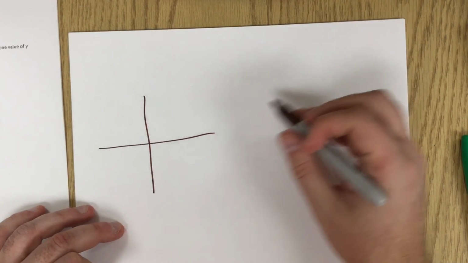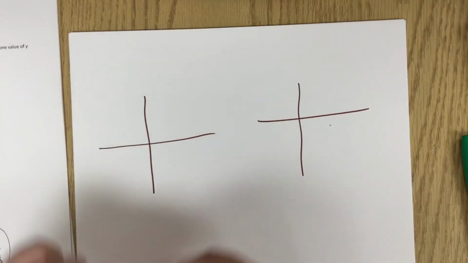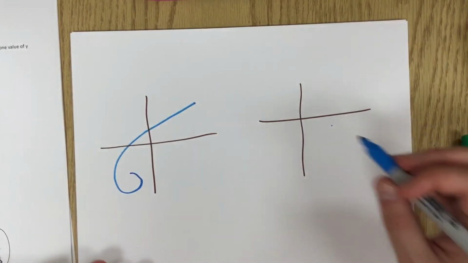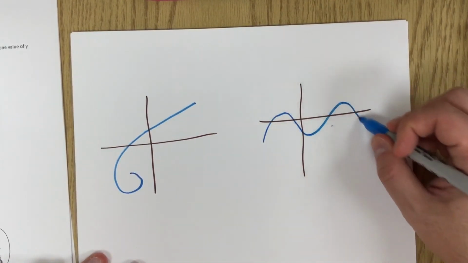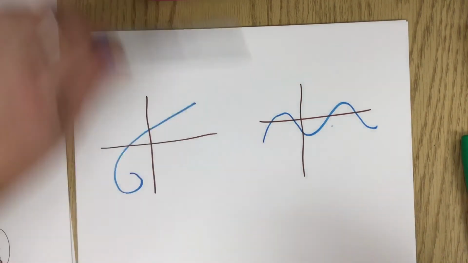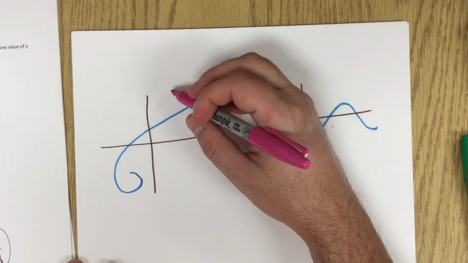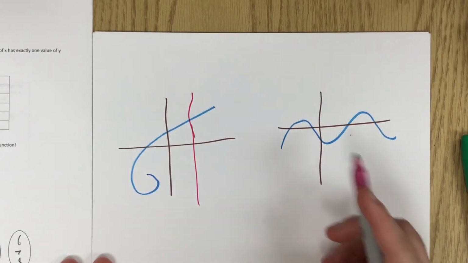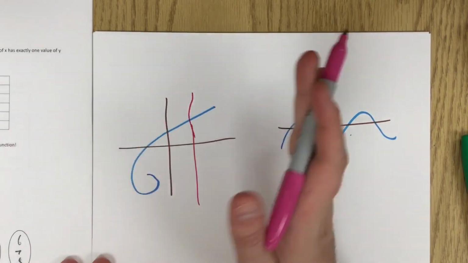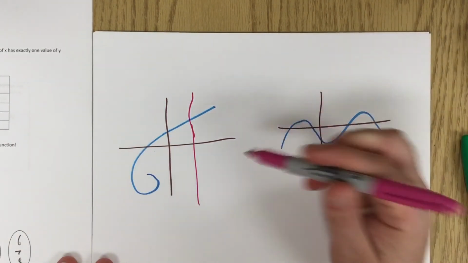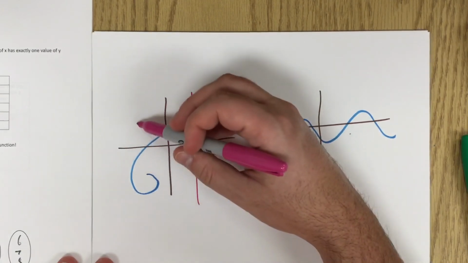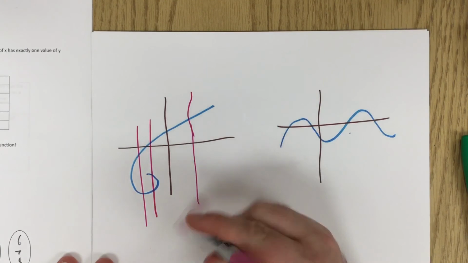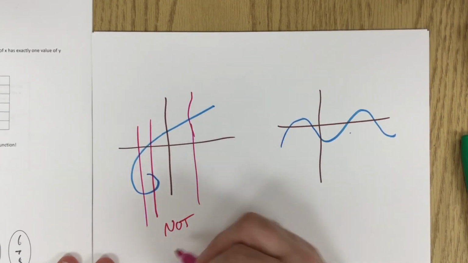All right, I'll do 2 more. This one over here might look like it passes the vertical line test, but if it fails the vertical line test anywhere, it fails it. So passes, passes, passes, and then over here, it touches twice, and actually over here it touches 3 times. So it really fails. This one over here is not a function.